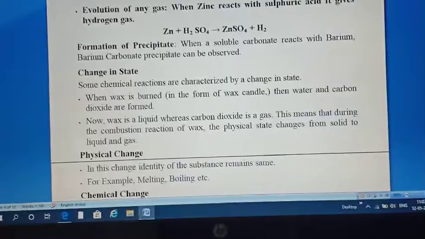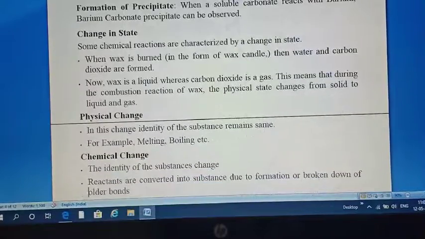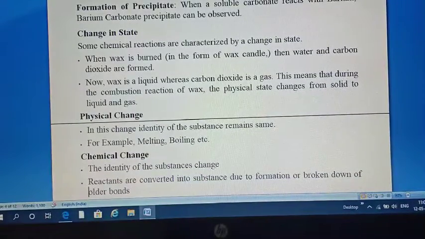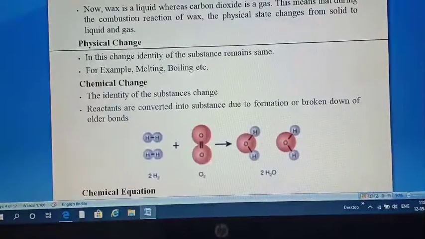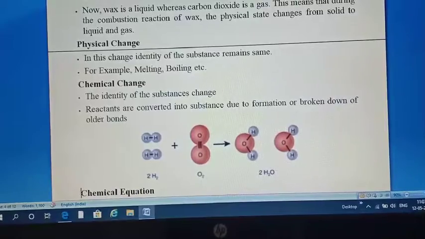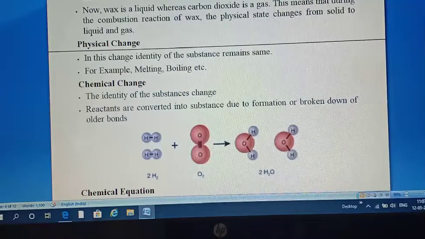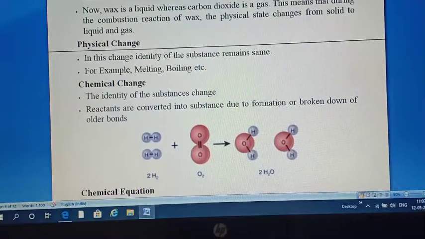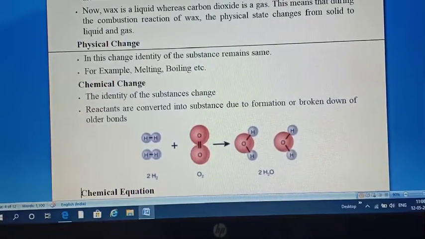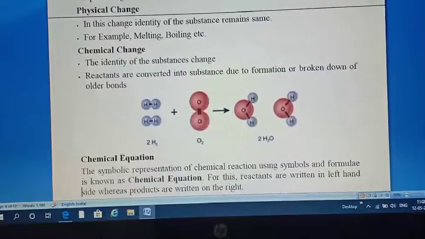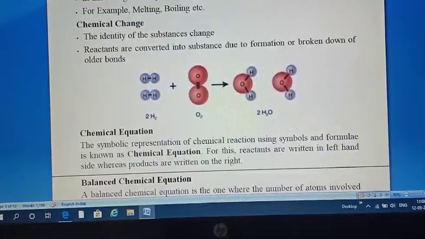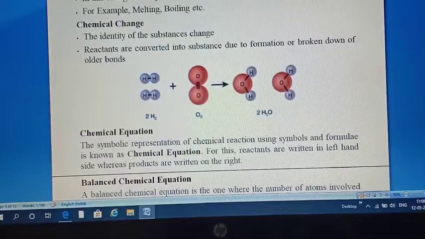Physical change means a change in which the identity of the substance remains the same. For example, melting, boiling and so on. That we consider a physical change. Now let's start the chemical change. The identity of the substance changes. The reactants are converted into a new substance due to the formation, or you can say the combination or the breaking down, of older bonds. Here you can see hydrogen and oxygen combine and form a new substance called water.